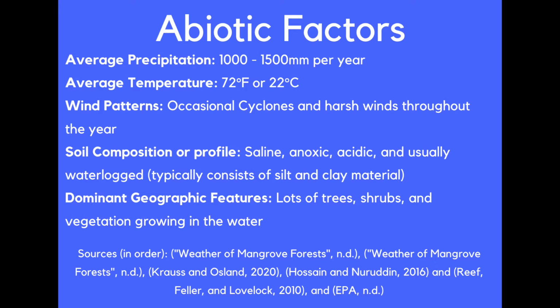The soil is saline, anoxic, acidic, and usually waterlogged. It typically consists of silt and clay material from the river sediments. Anoxic essentially means that there is a lack of oxygen in the water. As shown in the photos of mangroves earlier, there are lots of trees, shrubs, and vegetation growing in the water.